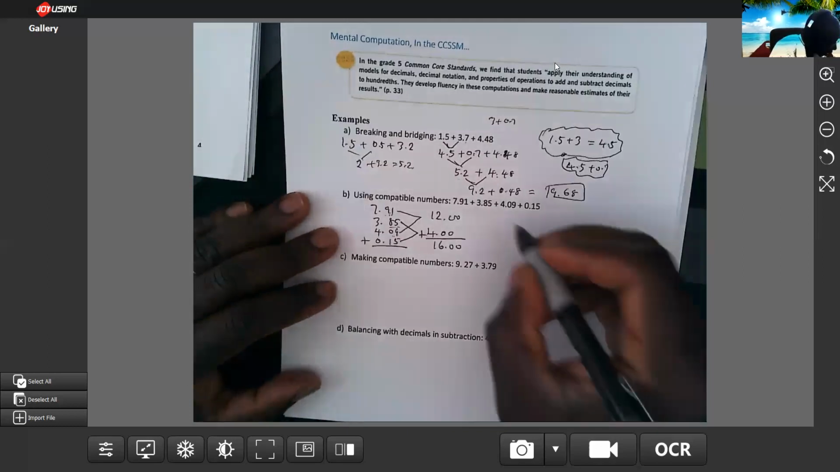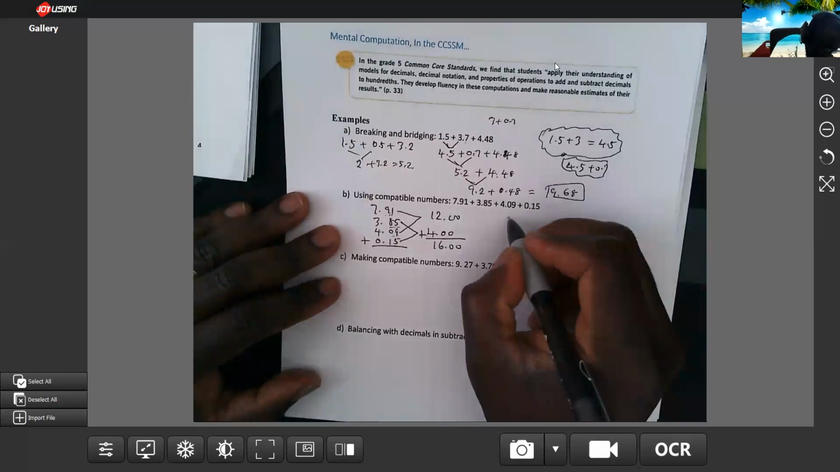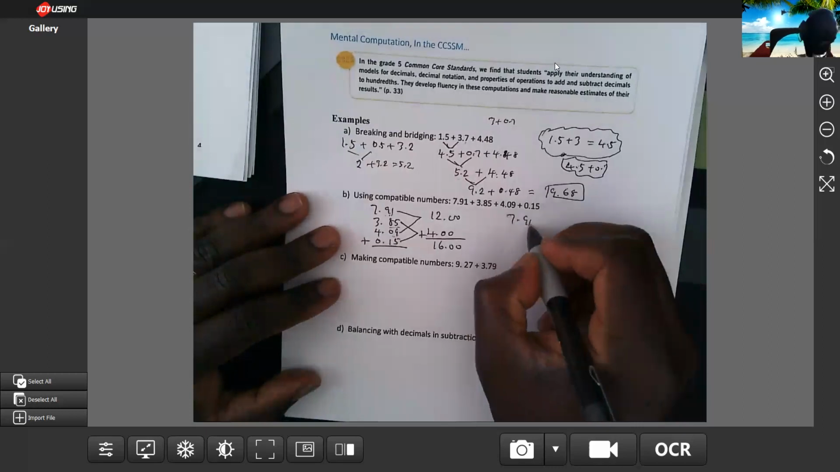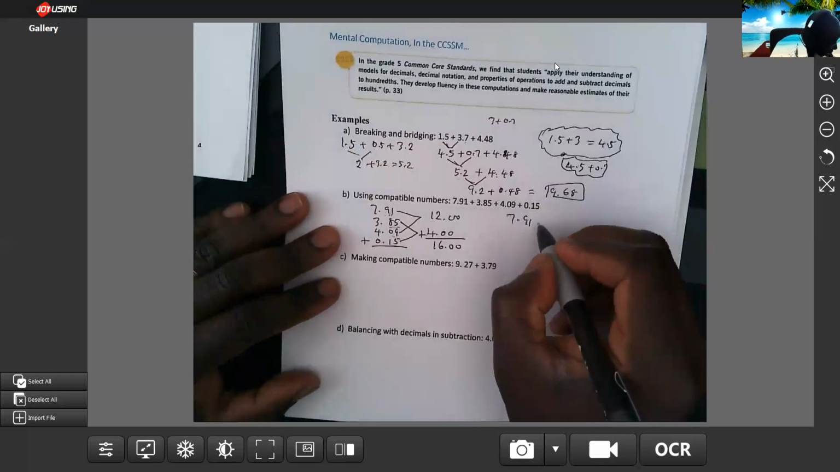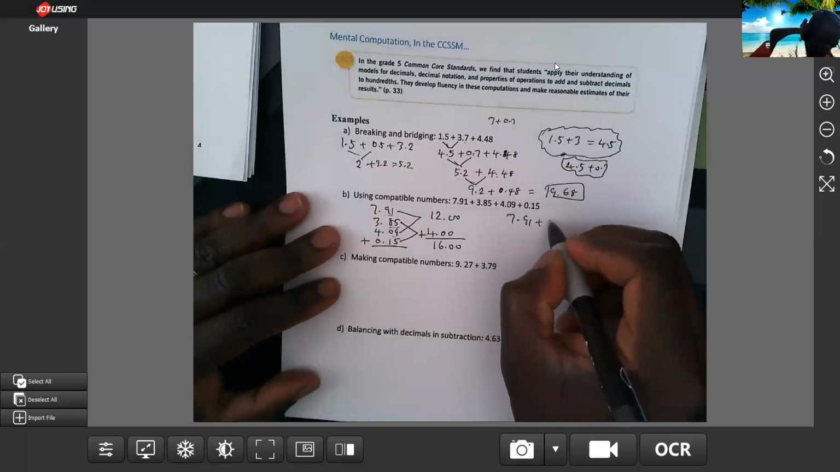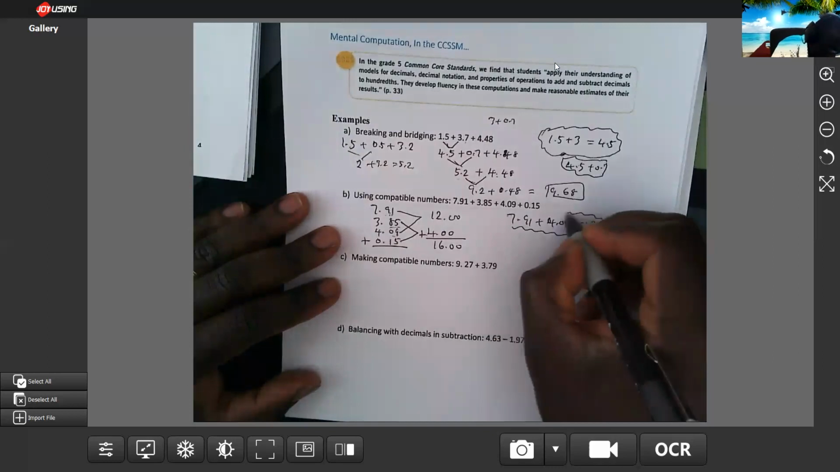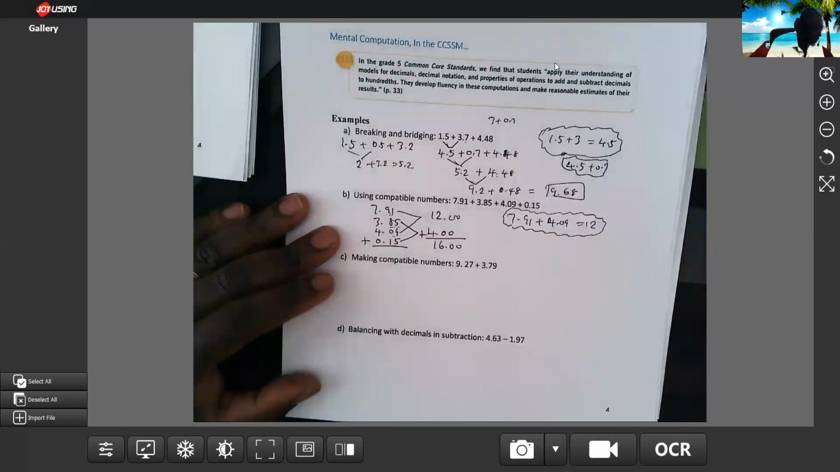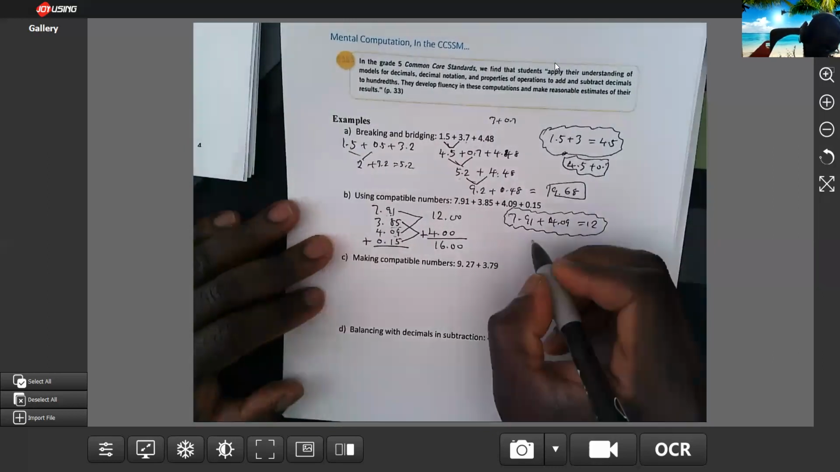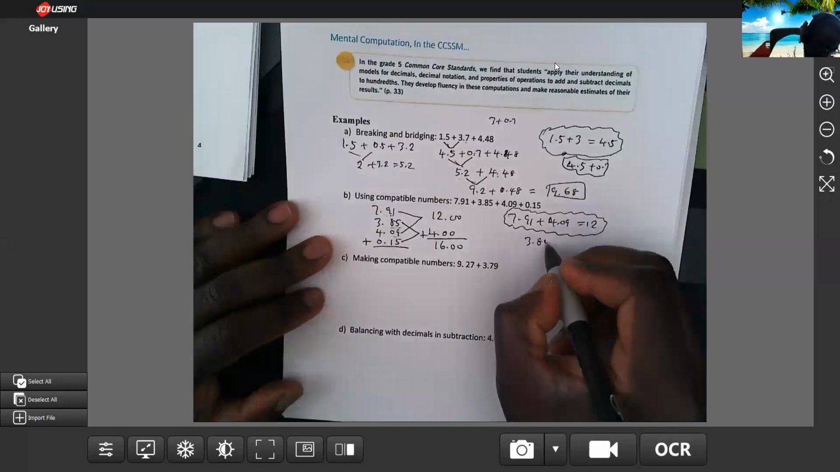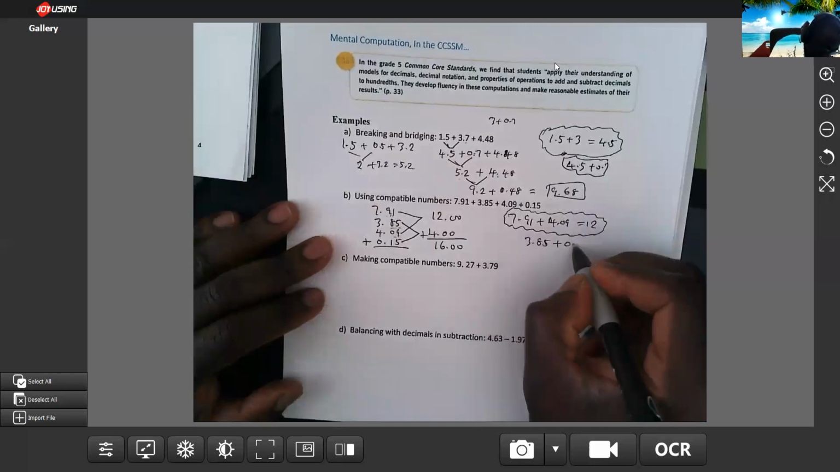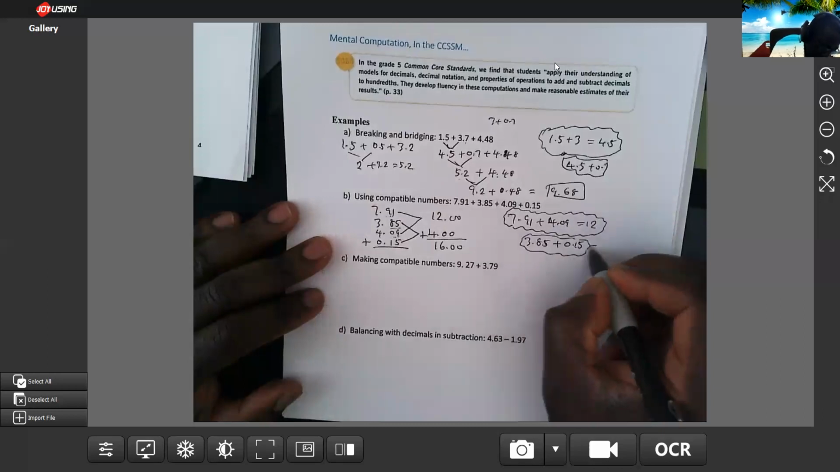Okay, so what you are doing is that you're thinking 7.91 plus 4.09. I know that is 12. So you are thinking about doing this mentally. And then here too, you have 3.85 plus 0.15. You are doing that also mentally, you know that is equal to what?